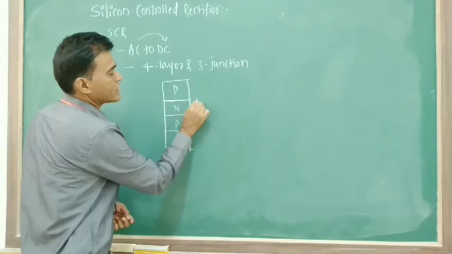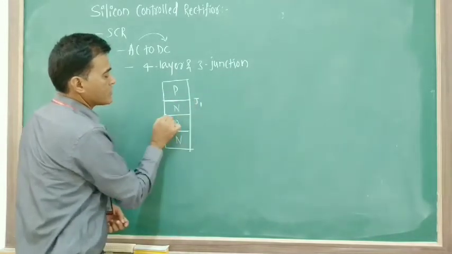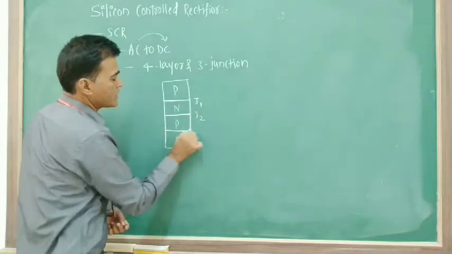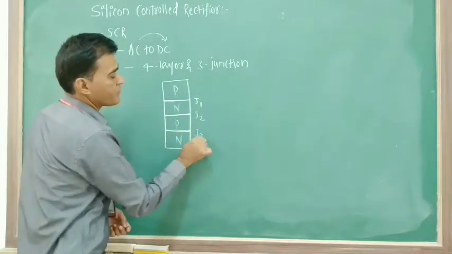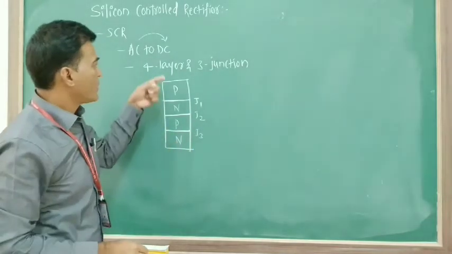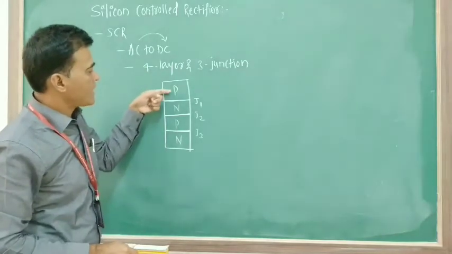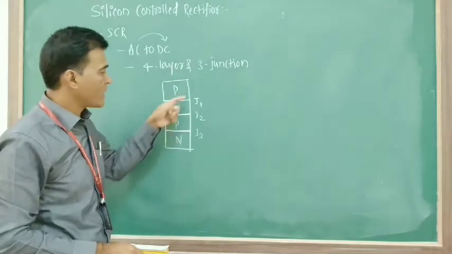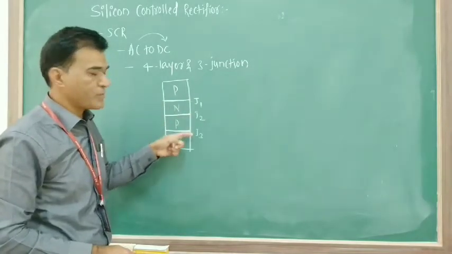Let us call this junction J1. This is the second junction, let us call it J2. This is the third junction, let us call it J3. So as said, it has 4 layers of semiconducting material and it has the 3 junctions J1, J2 and J3.